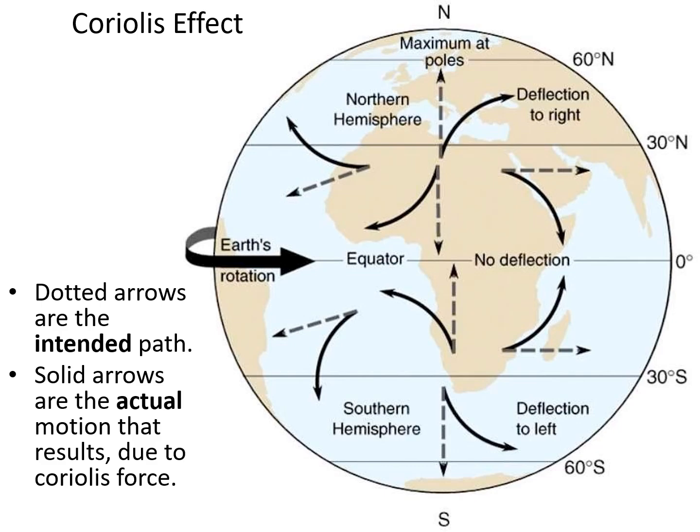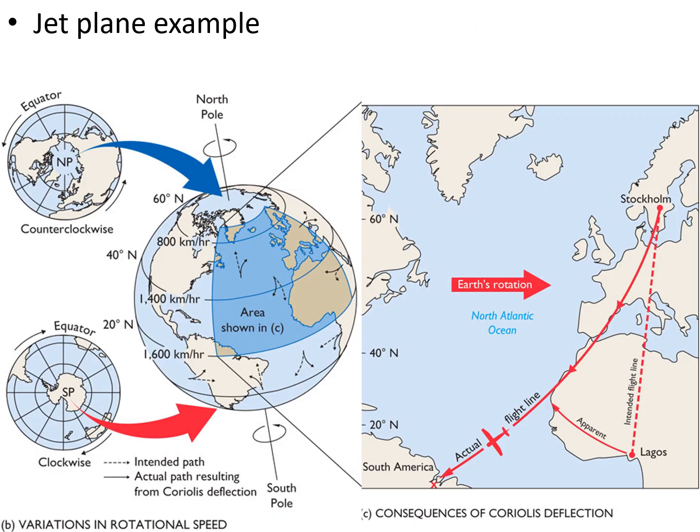So this diagram shows the Coriolis deflection at various points on the Earth. The dotted arrows are the intended path of the object. Like if you threw a ball or shot a bullet, that would be the direction that you threw it or shot it in. And then the curved paths are where it actually ends up going because of the Coriolis deflection. So you can see in the northern hemisphere, things are always going off to the right of where they were initially shot or thrown, and in the southern hemisphere, they're going to the left of that.